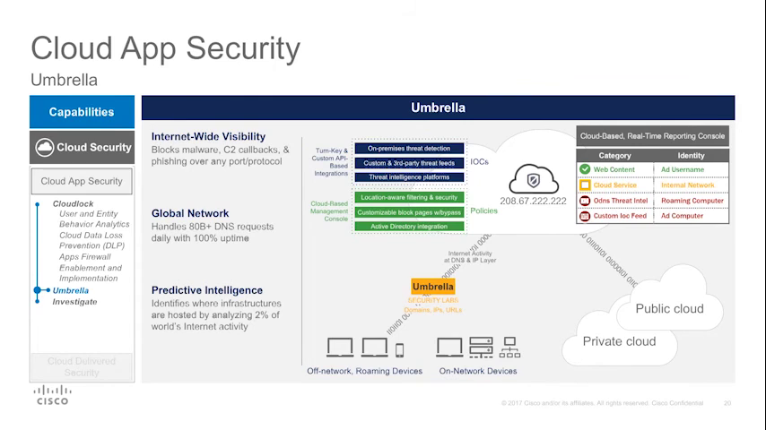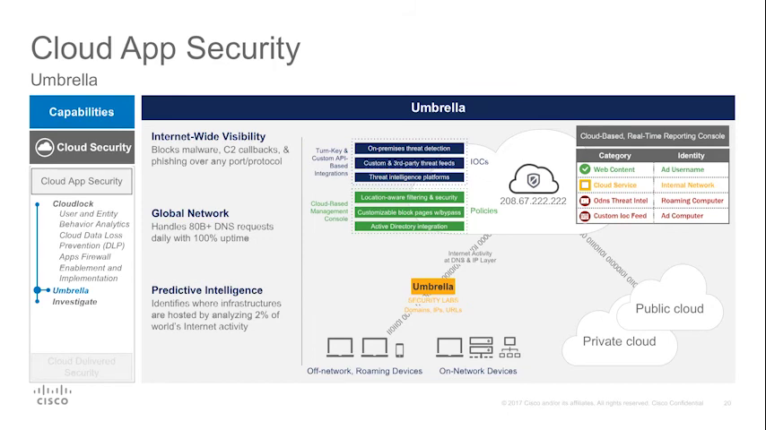To set up Umbrella within an organization, simply redirect the DNS. No hardware, software, or manual updates. Once this is done, Umbrella provides threat protection immediately, preventing command and control callbacks, malware and phishing over any port or protocol with internet-wide visibility.